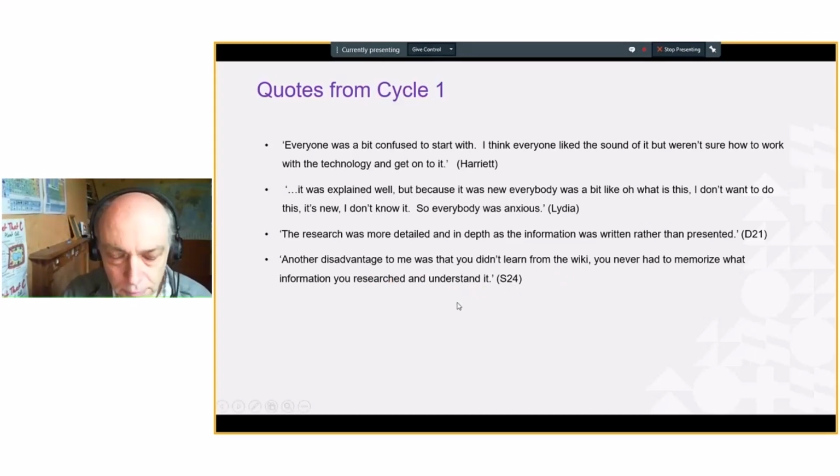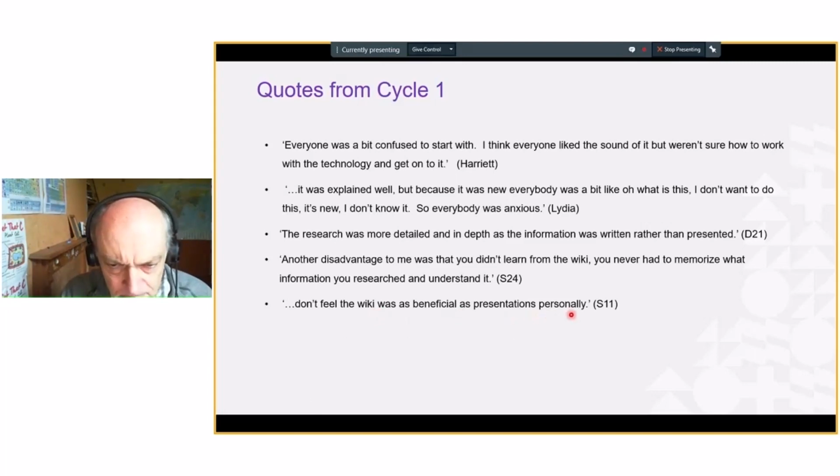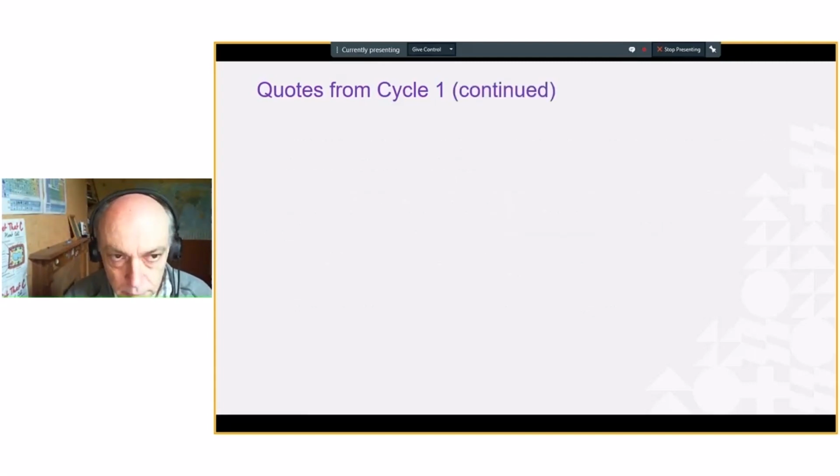That's a quote from a surface learner, S24. I don't feel that wiki was as beneficial as presentations personally. So there's a few students who felt that the wiki wasn't at the same level of socially constructed knowledge that the PowerPoint gave them.